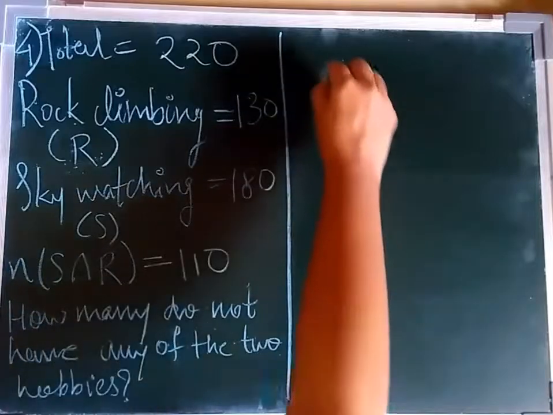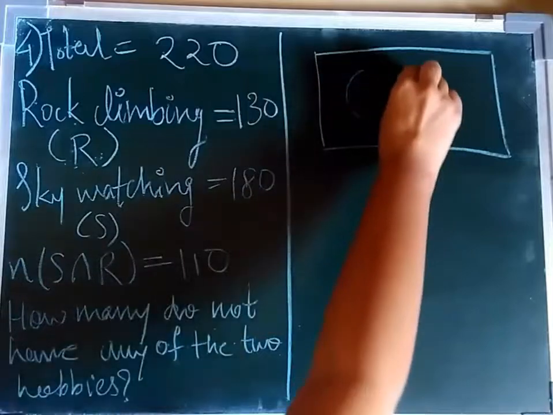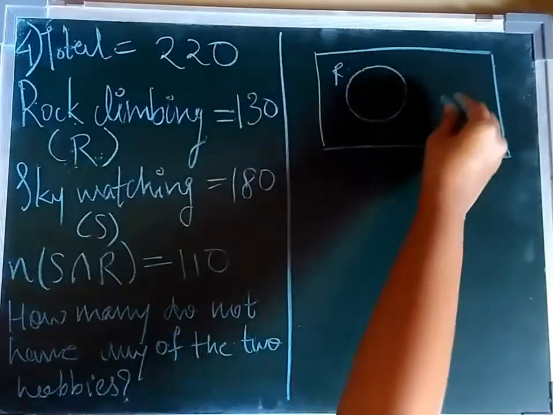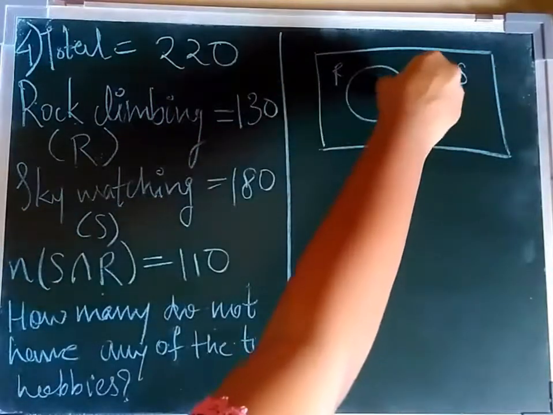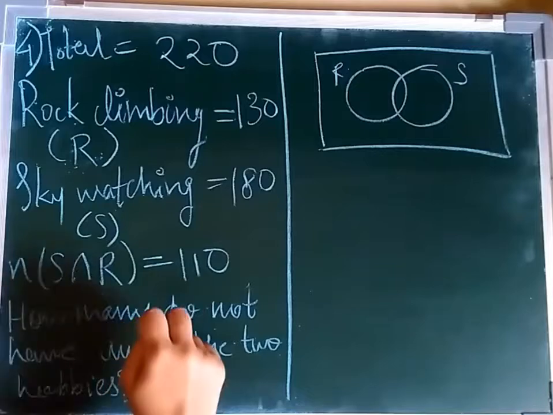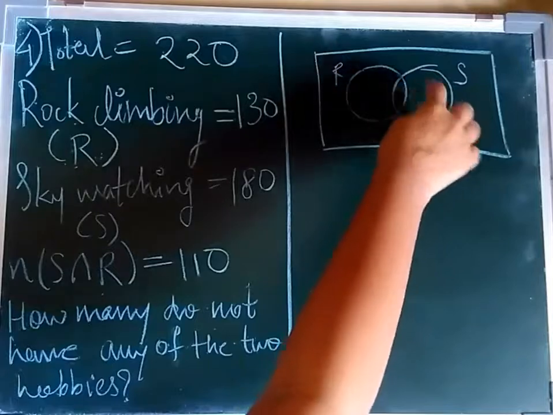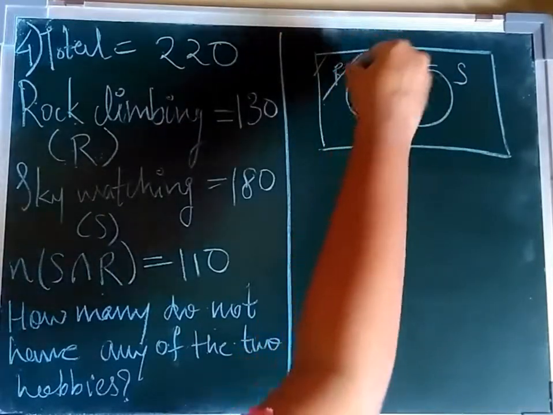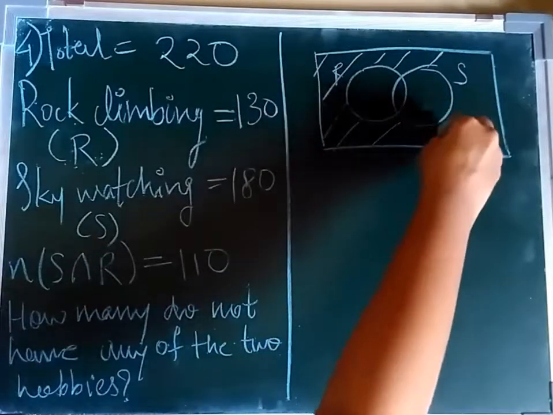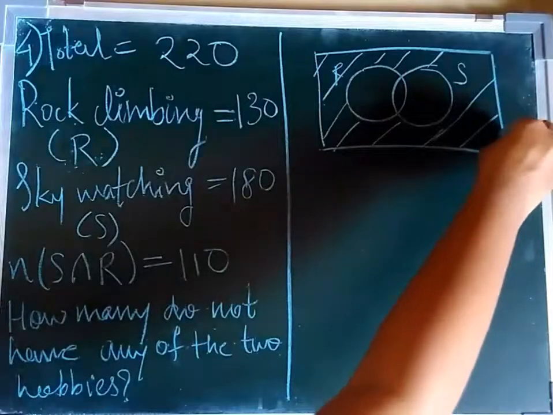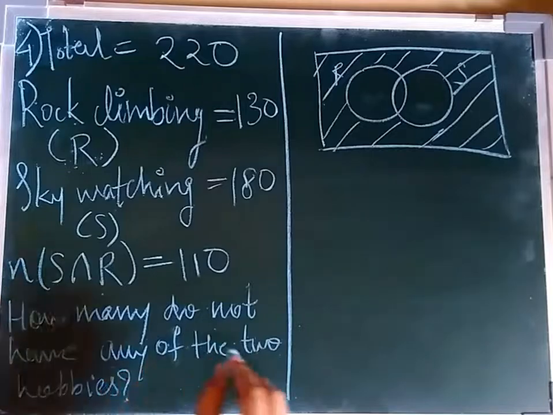Now using a Venn diagram we can represent it as, this is the set of students who rock climb, and we have another set of students who like sky watching, and this common area forms the intersection part. Now we need to find how many do not have any of the 2 hobbies. That means they should not be in any of the circles. This should be the outside portion. So we need to find this shaded area. That means shaded with the lines.